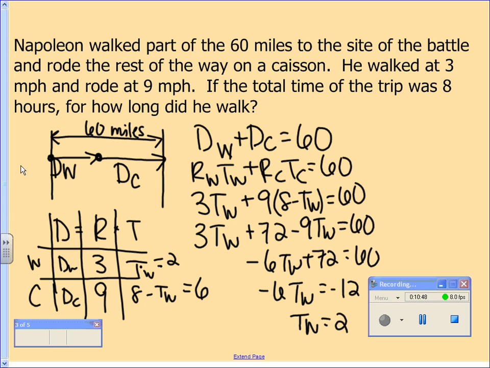It says, how long did he walk? He walked 2 hours. If it said, how far did he walk? 6. If you are unsure what it's asking, say he walked for 2 hours for a total of 6 miles. Does that make sense? Like give both if you are unsure about which one it's asking for. Rate times time is distance.